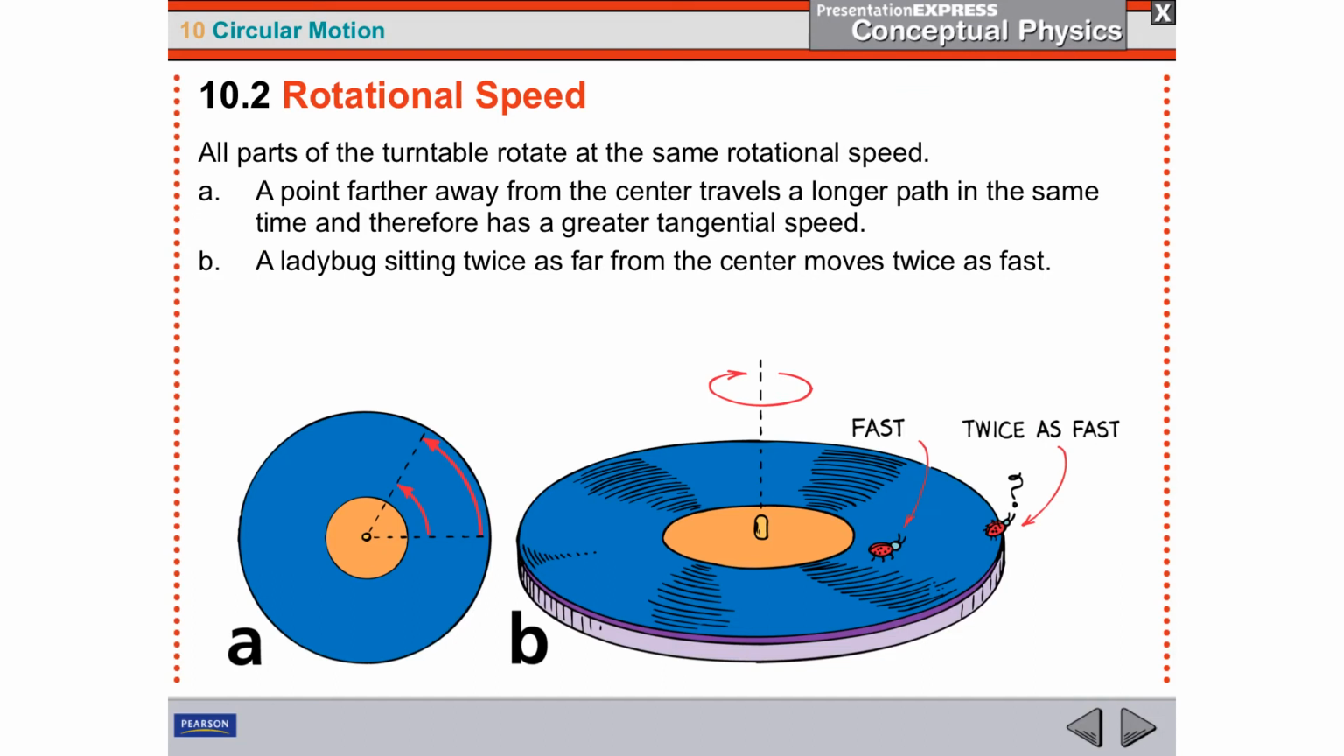Now the math is actually easy. So your linear speed, if whatever this ladybug's tangential or linear speed is, if it's twice as far from the center, is going to have twice the speed. Okay, so we'll see that the formula is actually quite simple. It's based upon the radius, how far away from the center of the circle it is. And so if it's twice the radius, then it's going to be twice the speed.